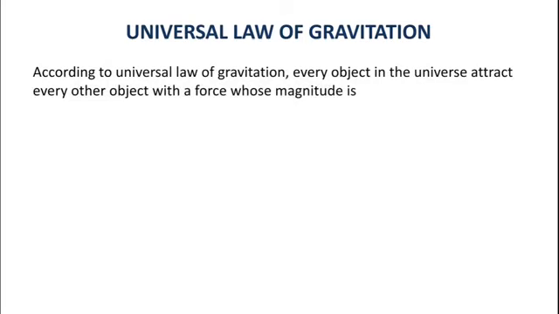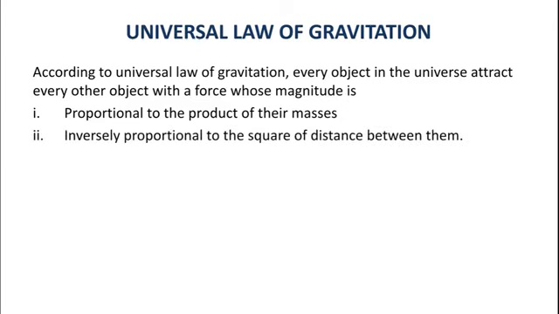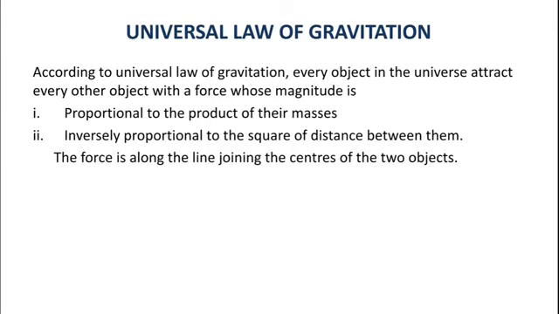So according to universal law of gravitation, every object in the universe attracts every other object with a force whose magnitude is first proportional to the product of their masses, and second inversely proportional to the square of distance between them. And this force is acting along the line joining the centers of these two objects.